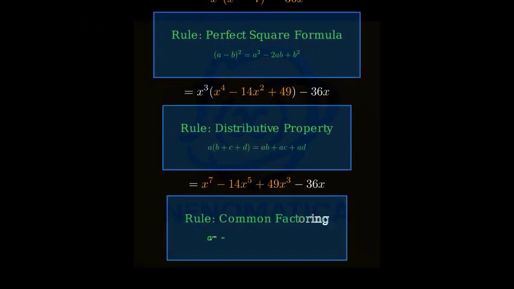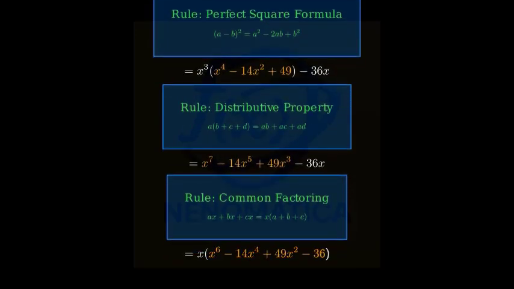We'll use the common factoring rule, which states that if x is a factor of each term in an expression, we can factor it out. So factoring out x gives us x times the quantity x to the 6th minus 14x to the 4th plus 49x squared minus 36. Let's look more carefully at the expression inside the parentheses.